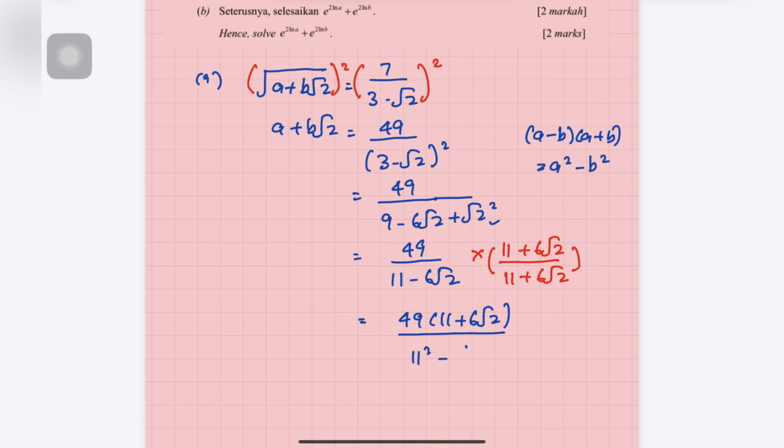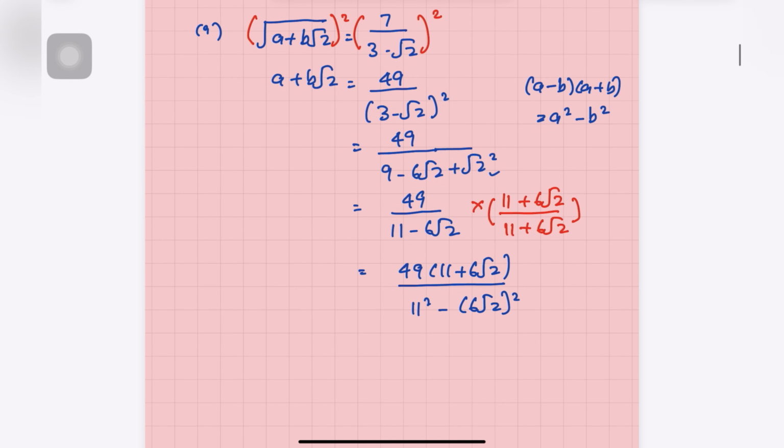Okay, minus 6 sqrt 2 squared. So the rest we just simplify. This one becomes 49 over 11 plus 6 sqrt 2. Okay, over. Here, 11 squared is 121 minus 6 squared times 2, meaning 36 times 2 is 72.